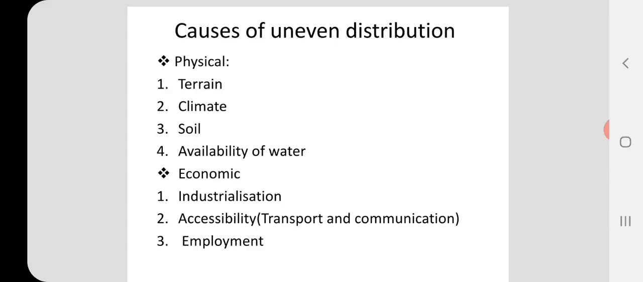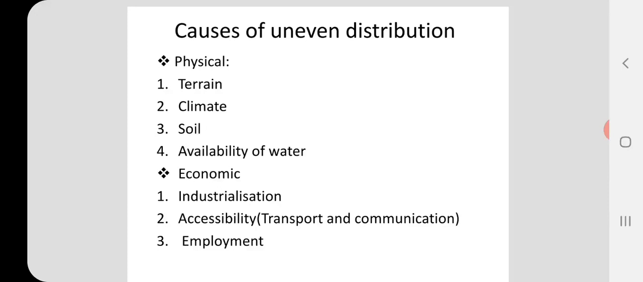The fourth factor that influences the uneven distribution of population is availability of water. Where drinking water is available, the population concentration will be very high, and where drinking water is not available, the population concentration will be low.